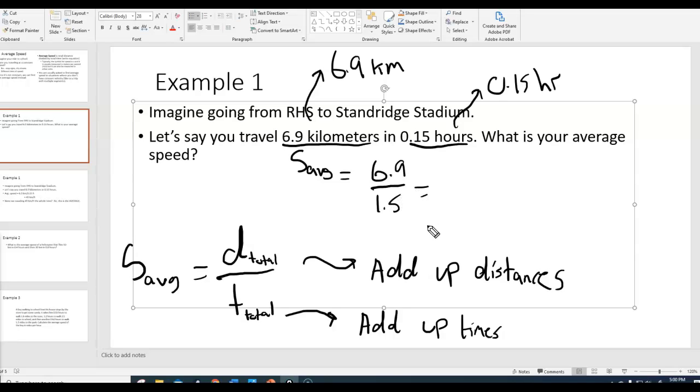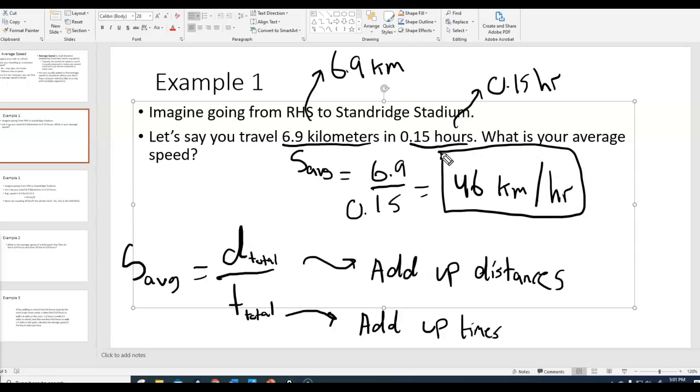So in my calculator, I type in 6.9 divided by, let me fix that, it should be 0.15, not 1.5. Sorry about that. So I do 6.9 divided by 0.15, and I get 46. And then the unit for that, because I am doing kilometers divided by hours, is 46 kilometers per hour. And that's going to be my average speed. So that's just a very basic average speed calculation.